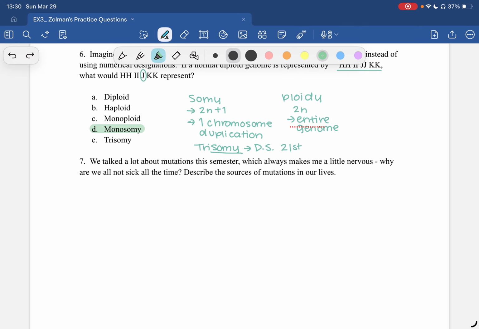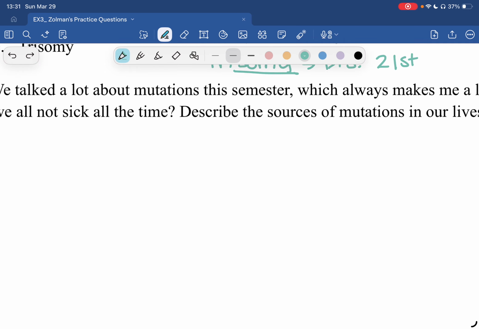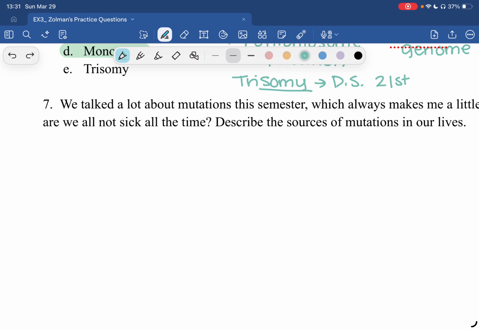Okay, we talked a lot about mutations this semester, which always makes me a little nervous. Why aren't we sick all the time? Describe the sources of mutations in our lives. So when you're thinking about mutations, start thinking about the different types that Dr. Zillman talked about. We have both sources and why they don't matter. So I'll start with why they don't matter.